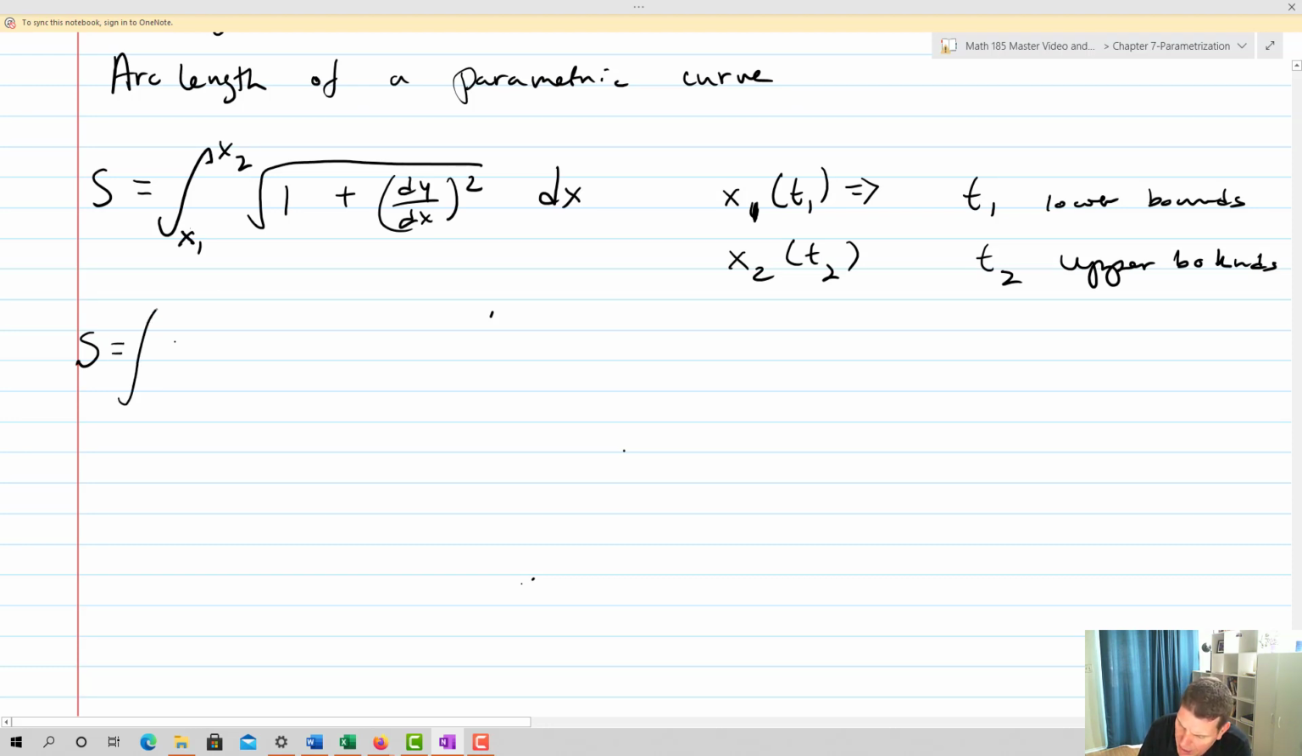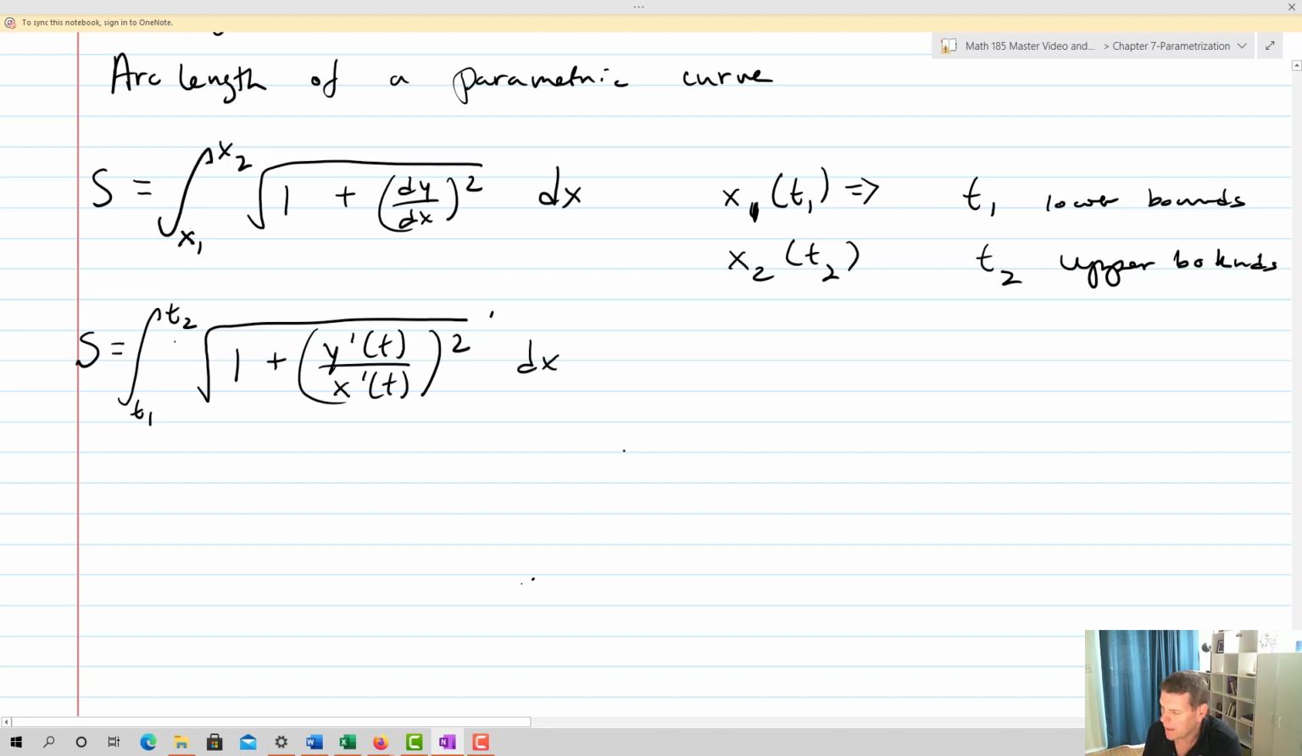So s is going to end up equaling the integral. We'll change our bounds from t1 to t2. It'll be the square root now of 1 plus (y prime of t over x prime of t) squared, dx. Now I want to do something with dx, because I'm not actually going to integrate with respect to x. I'm going to integrate with respect to t. So remember that dx/dt equals x prime of t, which means dx is going to equal x prime of t dt. And there we are, that's the substitution for dx.